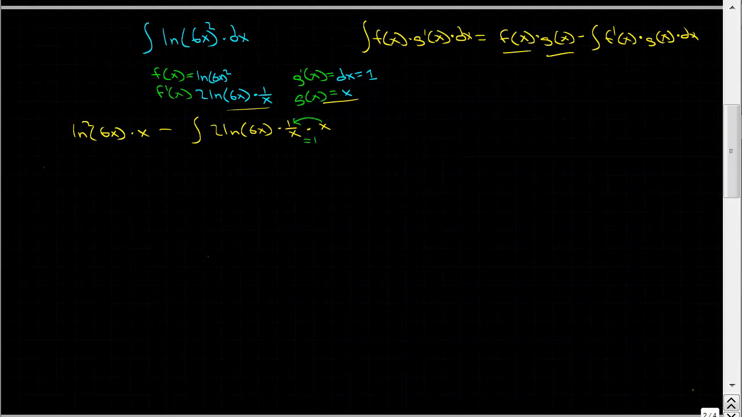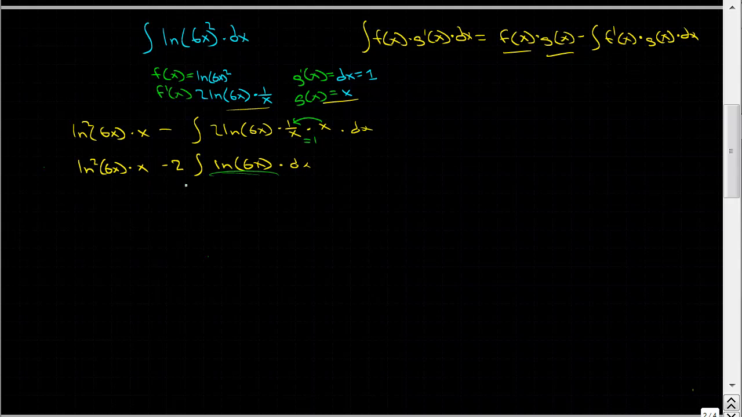And then we are left with ln squared of 6x times x minus the integral of 2 ln 6x. We can factor out the 2, but really we still have to take the integral of ln of 6x. Oh, I should put dx here, times dx to be very correct. So really this doesn't help us. We still can't immediately calculate the integral of ln of x, so we use integration by parts twice.